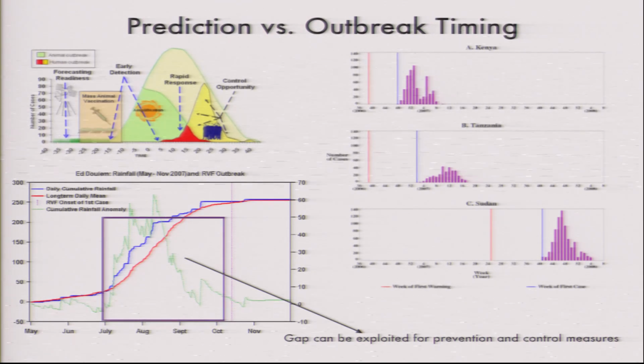So this example here, I just show you, for example, how the early warning can help in terms of being able to carry out preventive measures. These graphics are from the outbreak in 2007, and they show you, for example, in Kenya, we gave the first early warning about 3 months before the first outbreak occurred. In Tanzania, it was about 5 months. Sudan, it was about 5 months.